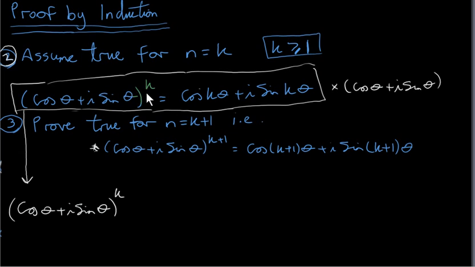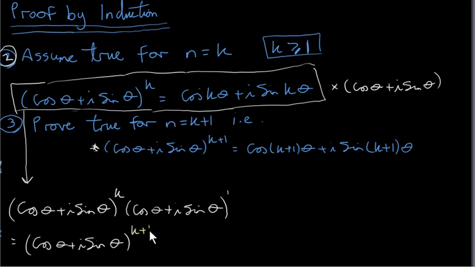So we multiply this here by cos theta plus i sin theta. I'm just showing the multiplication on the left hand side now. But of course we just add the powers, so we get (cos theta plus i sin theta) to the power of k plus 1. So that's what we get when we multiply the left hand side by cos theta plus i sin theta.